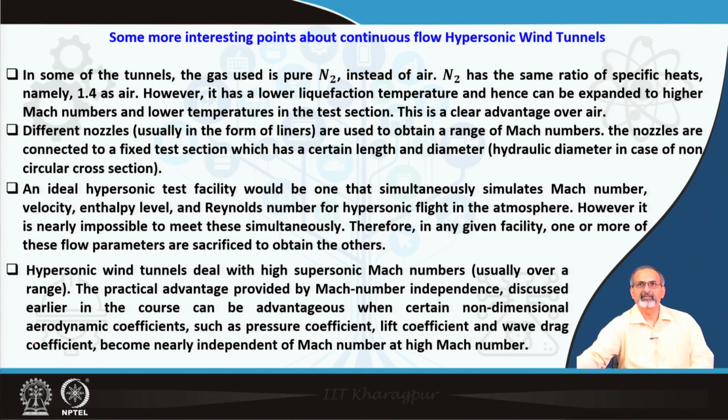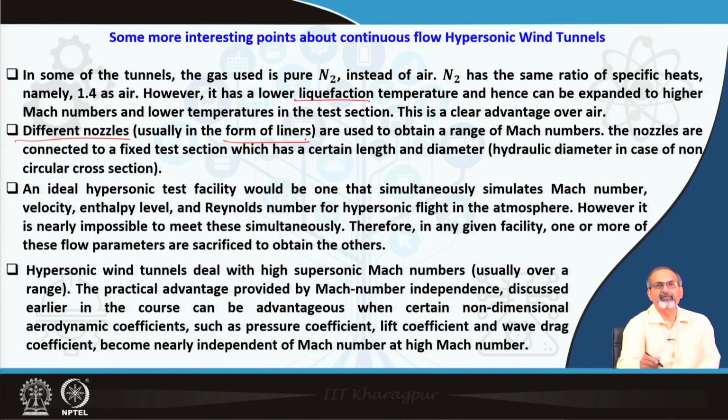the test section. This is a clear advantage over air, because we saw that under hypersonic Mach number conditions, liquefaction of the working medium happens to be a major issue. Therefore, nitrogen has a clear advantage over air. Different nozzles, which are often in the form of liners, are used to obtain a range of Mach numbers in these hypersonic tunnels, thereby giving some width to the Mach numbers which you achieve in the test section. The nozzles are connected to a fixed test section which can have certain length and diameter.